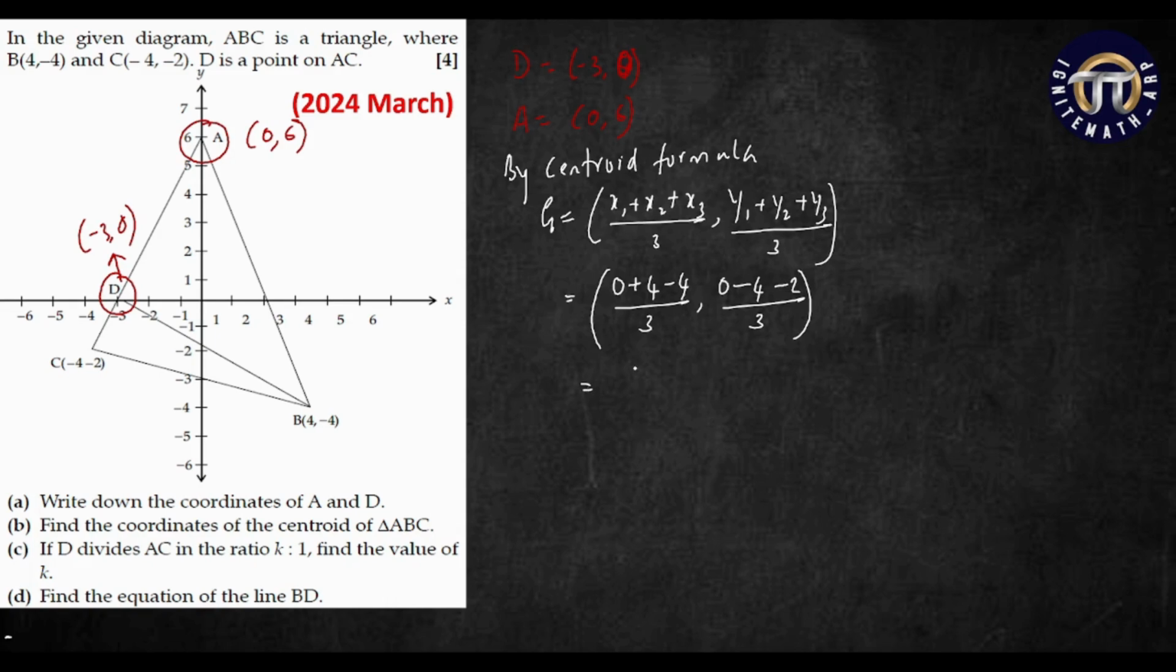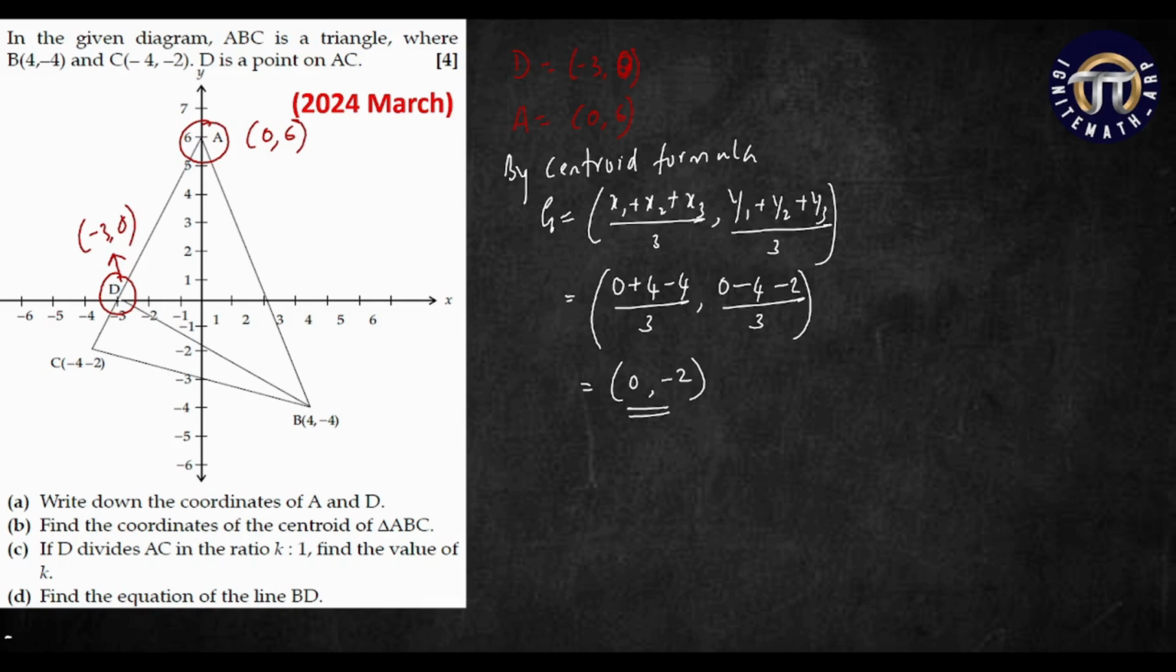So this is equal to 0 in the numerator by 3, which is 0 itself. Then over here minus 6 by 3 is minus 2. This is the centroid of the triangle ABC. That is my sub question B. Later, if K divides AC in the ratio K is to 1, where is K? D divides AC in the ratio K is to 1. Find the value of K.